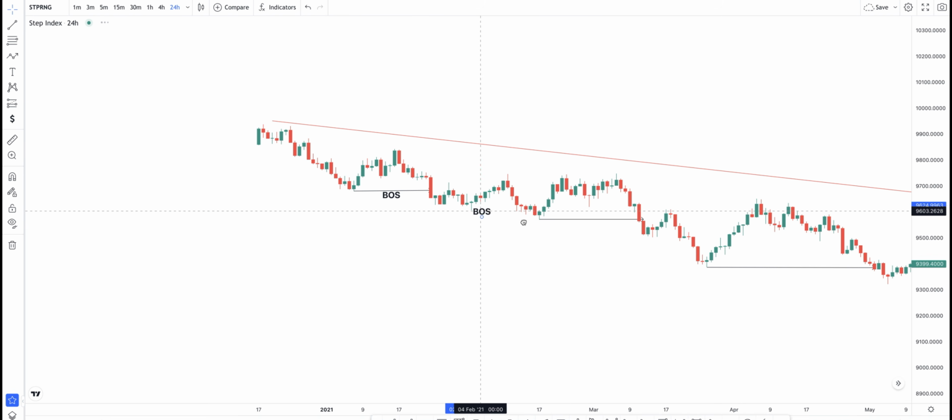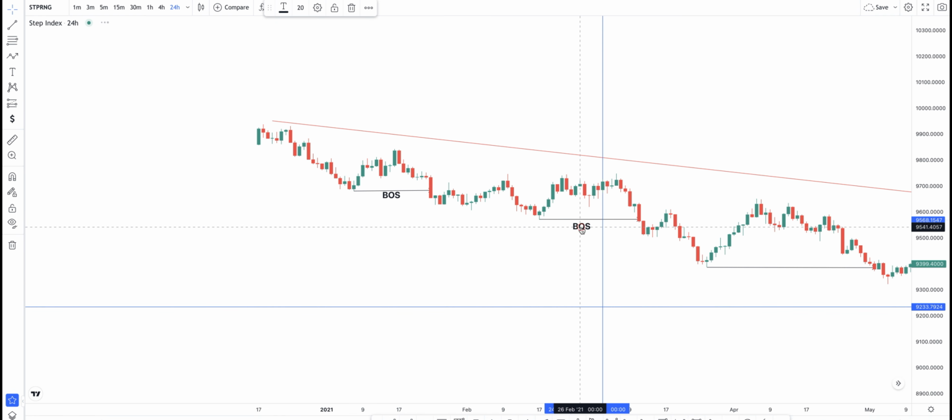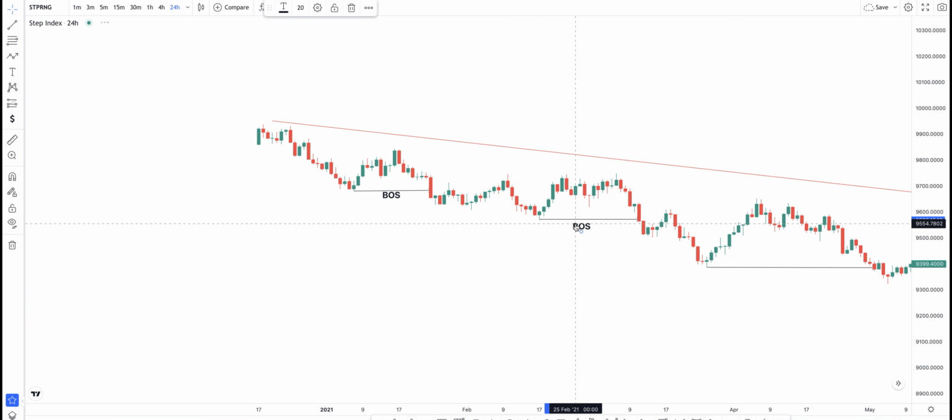Then let's look at the next one. You can see this red candle has broken with a body towards the downside. It has broken the previous low towards the downside. So this is a valid break of structure. Let's look at another example. I want you to understand this in simple terms. So this is another break of structure. Let's look at another break of structure here.